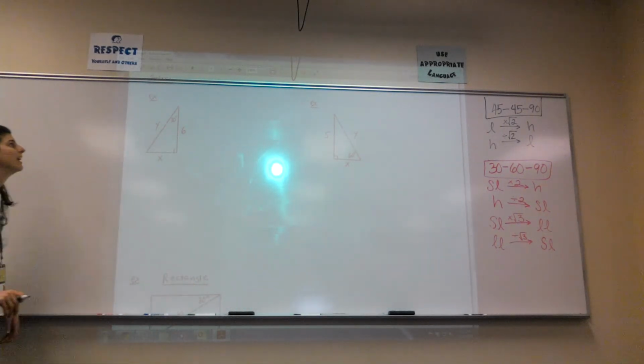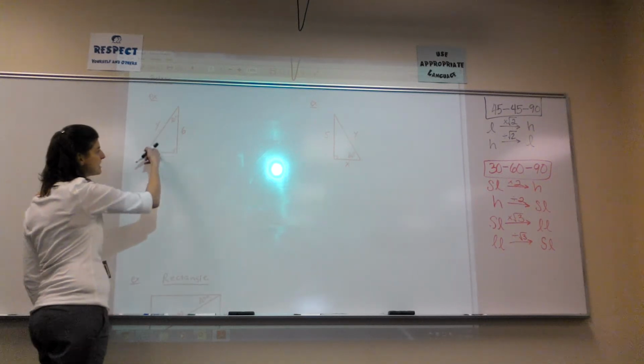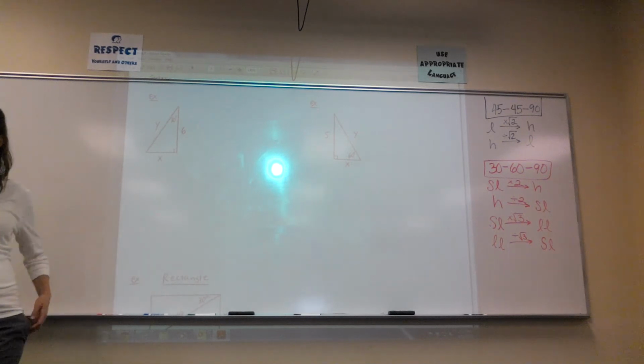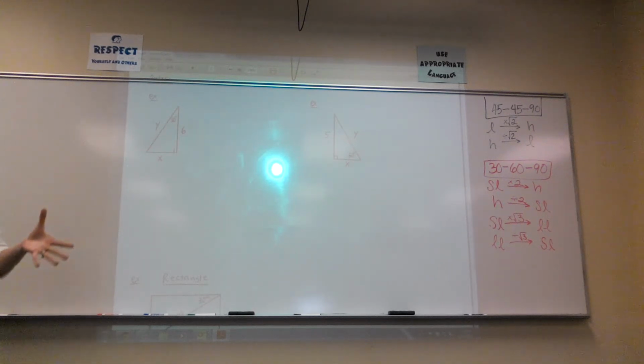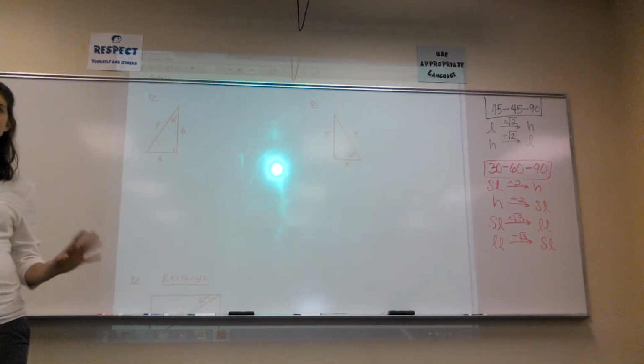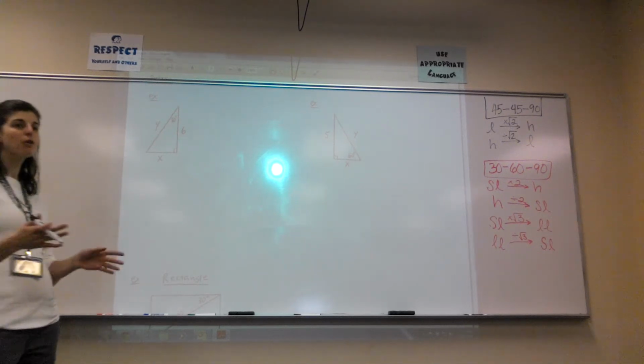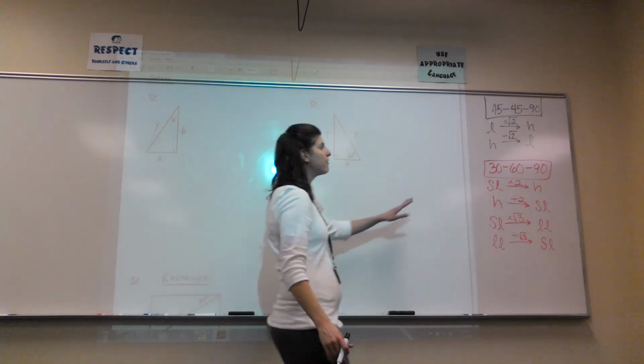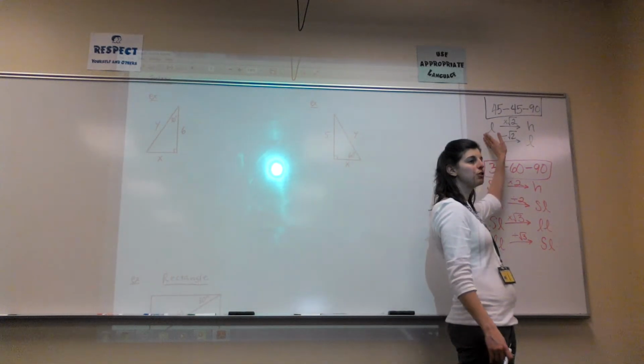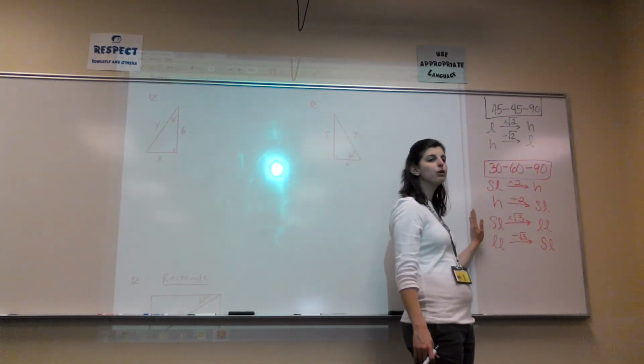Okay. Let's try these. Now here, this is still a 30, 60, 90 right triangle. That's very important to pick out first. On your quiz tomorrow, you'll probably have 30, 60, 90s and 45, 45, 90s all mixed together. So you're going to want to make sure you know whether it's a 30, 60, 90 or 45, 45, 90. 45, 45, 90 has square root of 2. 30, 60, 90 has square root of 3.